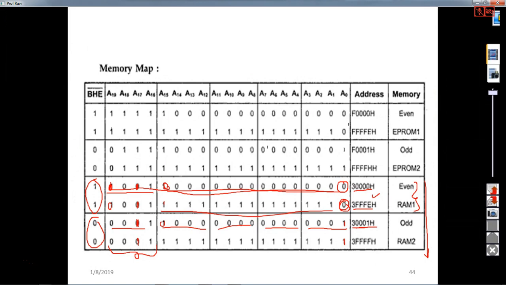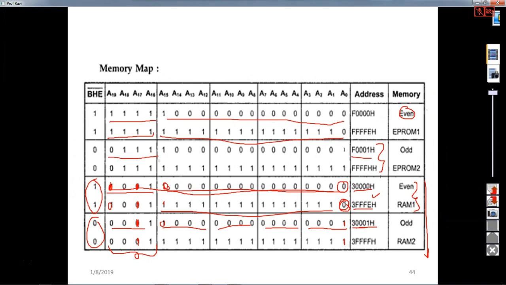So F000, that means A19, A18, A17 and A16, they are always 1111. So in this case, the address F0000 is even, and FFFFE is the last of the even bank of EEPROM. And in this case, F0001 and FFFFF, this is what the odd address. So now the A16, A17 and A19, they are like this.